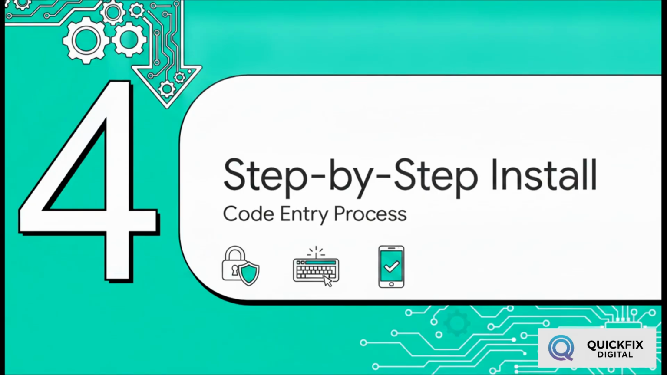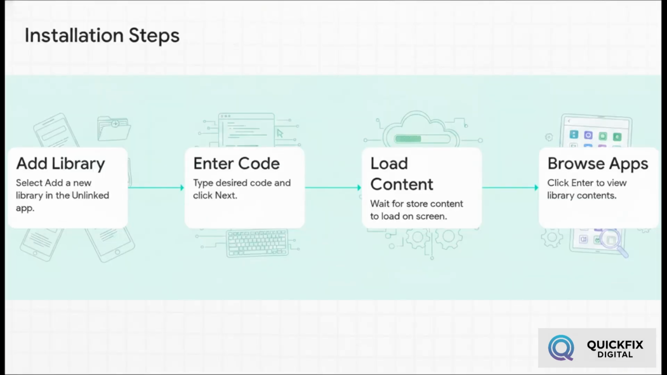Okay, let's get into the how-to. Section 4, Step-by-step installation and executing the code entry process. So, assuming you've already gone into your device settings and enabled apps from unknown sources, here is the exact process. First up, you're going to launch Unlinked and select Add a new library. Next, just click into the code entry field. From there, type in your chosen code using your remote, maybe one of the ones we reviewed earlier, and hit Next. Now, you just wait a moment for the external server to load the content. Once the library displays, click Enter. And that's it. You can now browse the available applications.